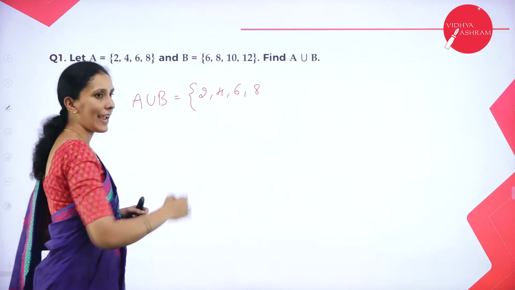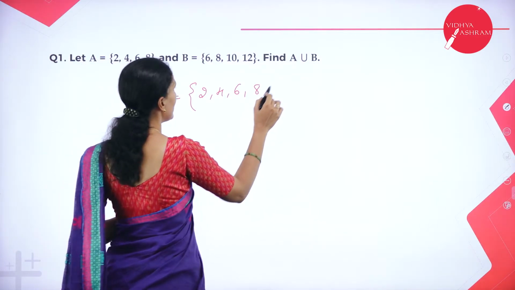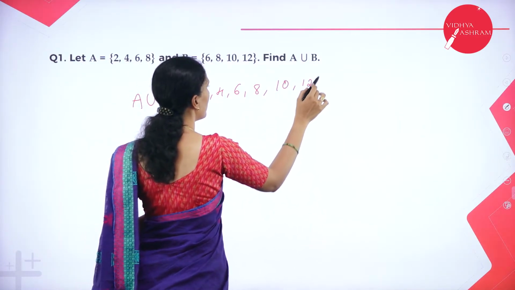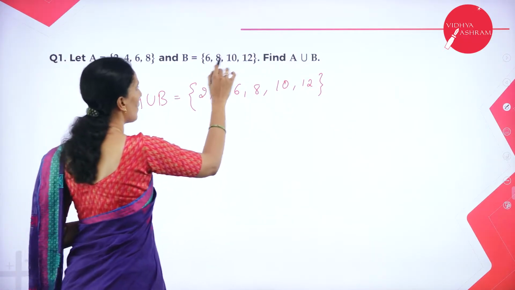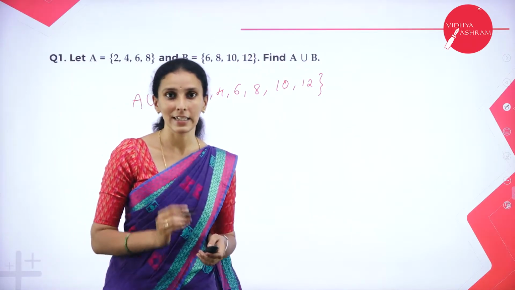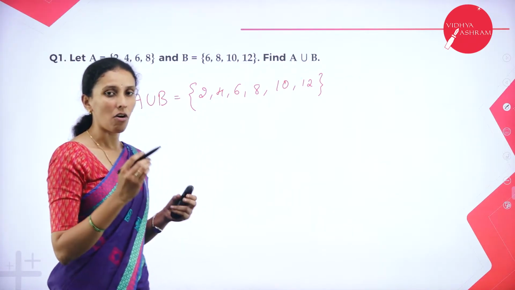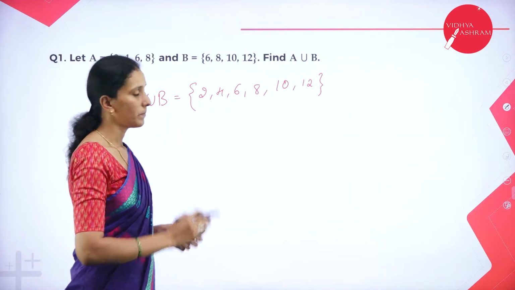You have 6, 8 already in A union B, so no need to repeat it. Just the remaining numbers 10 and 12. So you have all the elements from A as well as the elements from B. So this is how A union B is written, that is, writing or listing all the elements from set A or set B.